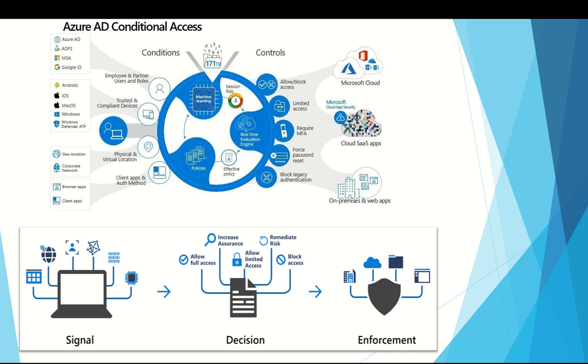So enforcement is the action that carries out the decision. For example, the action is to allow access or require the user to provide a second form of authentication. So here we were talking about the signal, decision, and enforcement. I'm just sharing these pictures to make it more granular for you guys to understand.